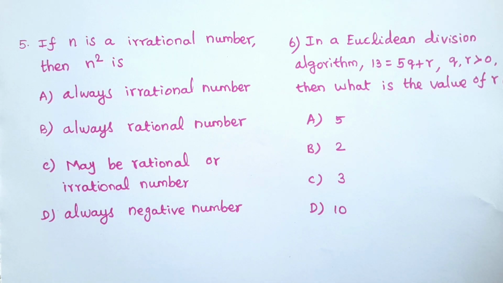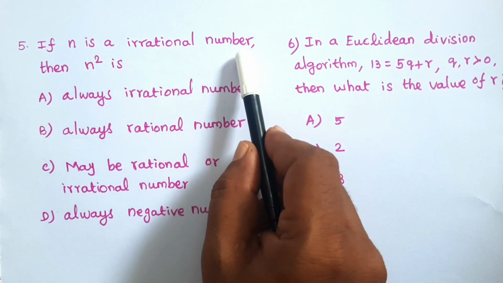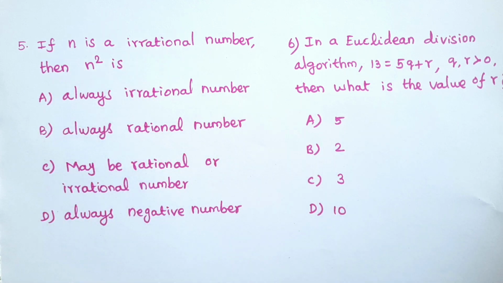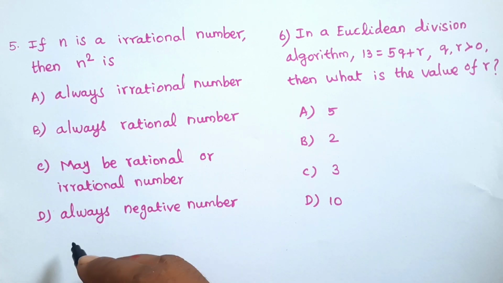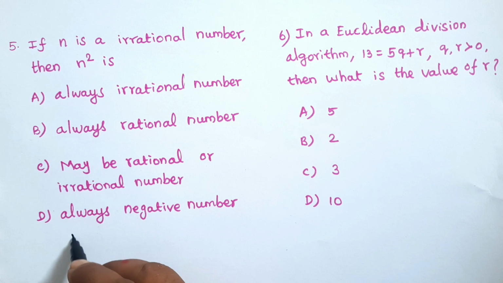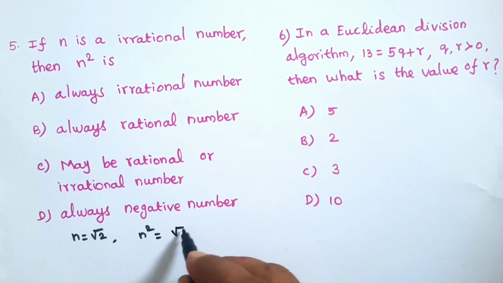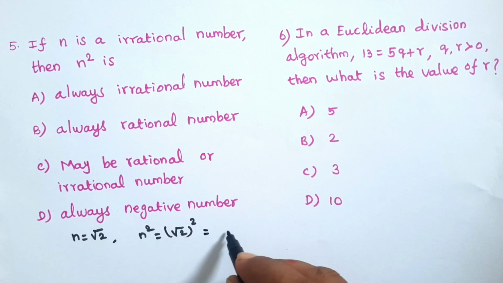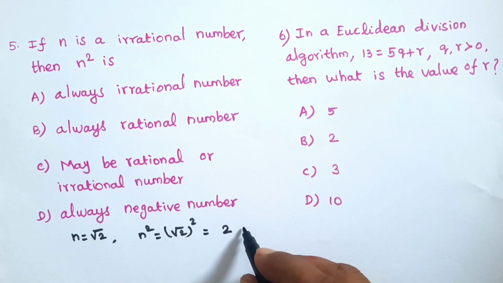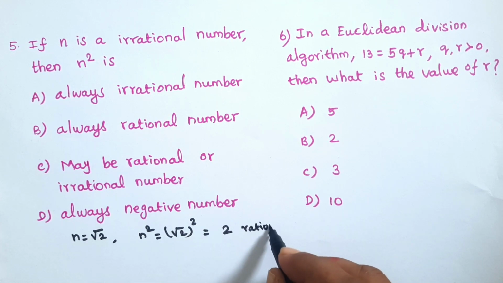Next, question number 5. If n is an irrational number, then n square is. Suppose we take n is equal to root 2, then n squared is equal to root 2 the whole square, we get 2. It's a rational number.